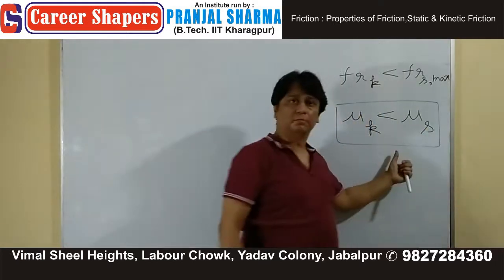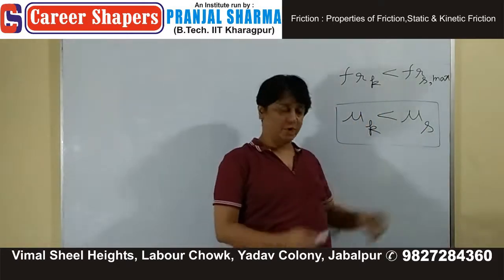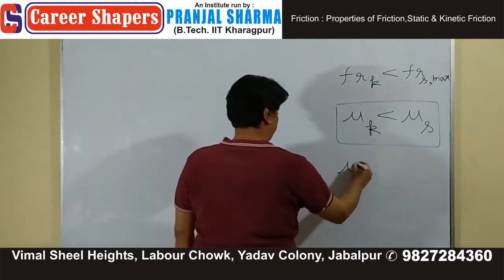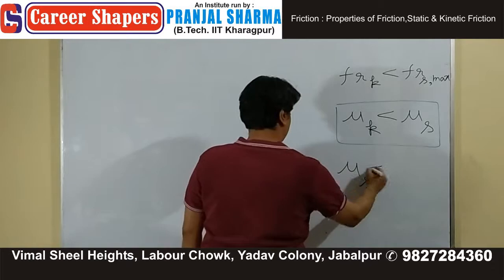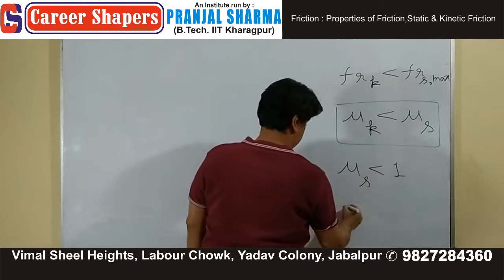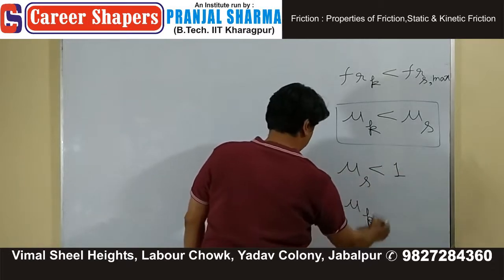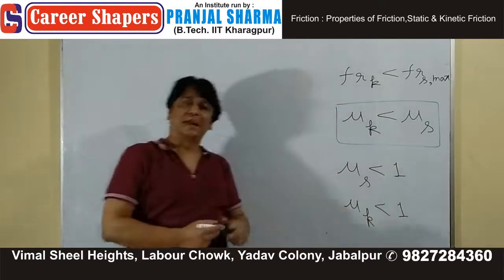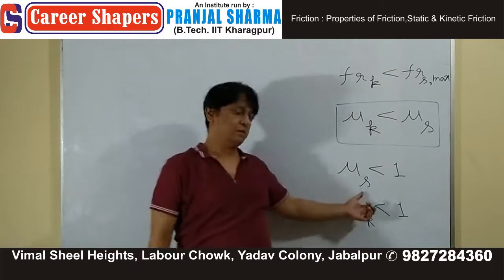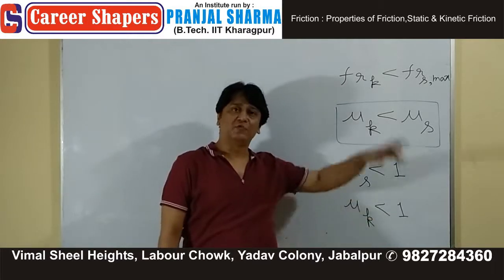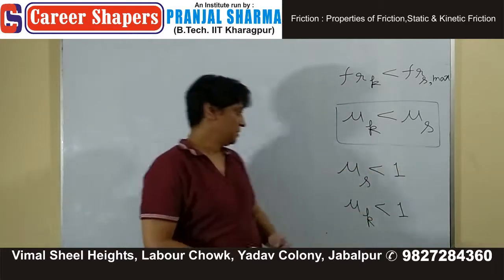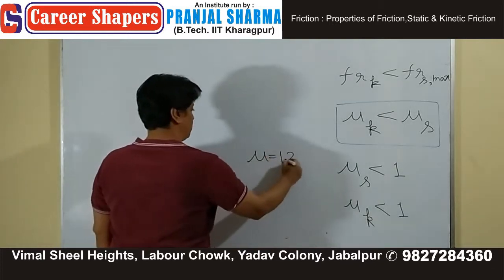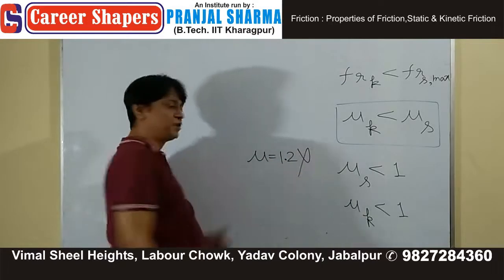ये जो म्यू एस म्यू के है, these coefficients, they are always less than 1. You can add this information also, that static and kinetic, it will be like 0.5, 0.6, mu 1.2. This is something not possible.